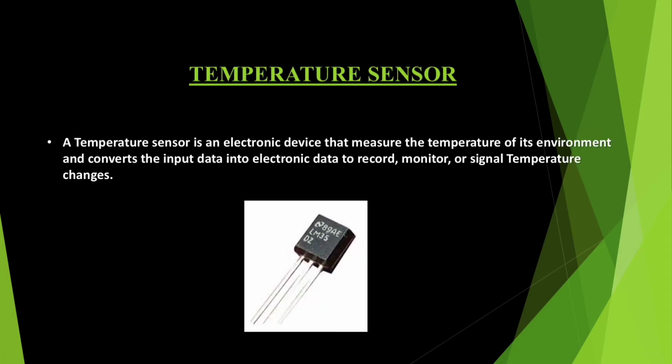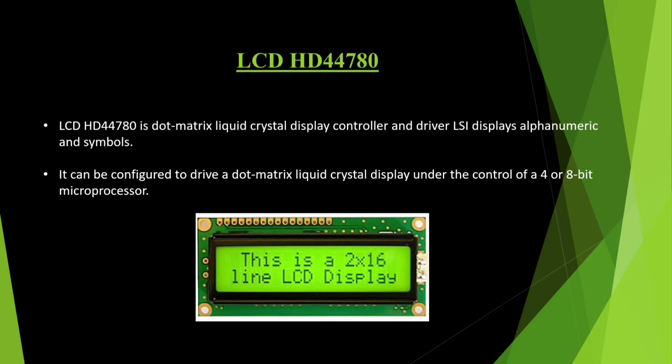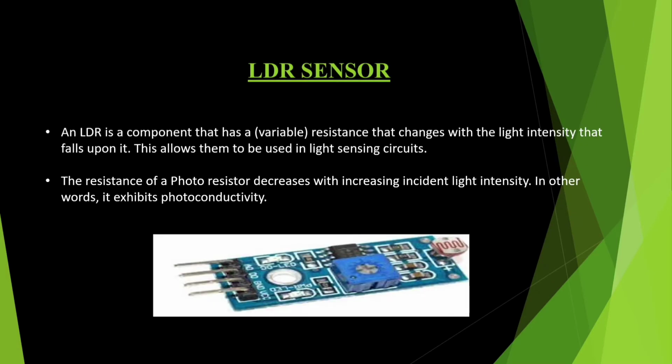Now let's see what a temperature sensor is. A temperature sensor is an electronic device that measures the temperature of any device. Now see what an LCD is. LCD is a liquid crystal display controller which displays numeric and alphabetic values of a device. Now see what an LDR sensor is. LDR sensor is a light dependent sensor.